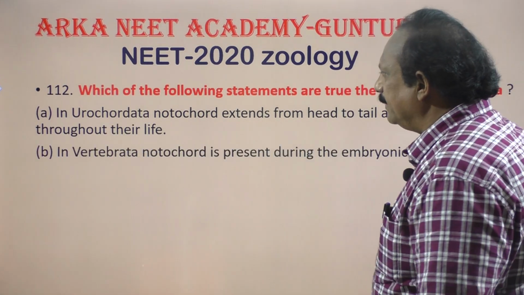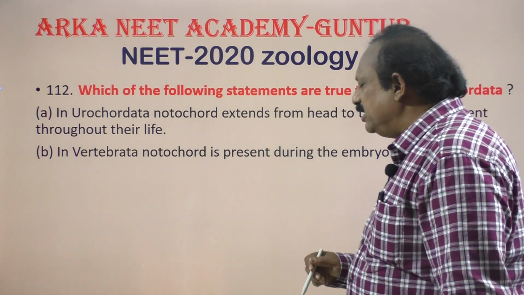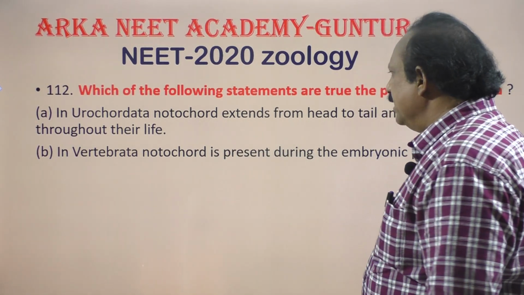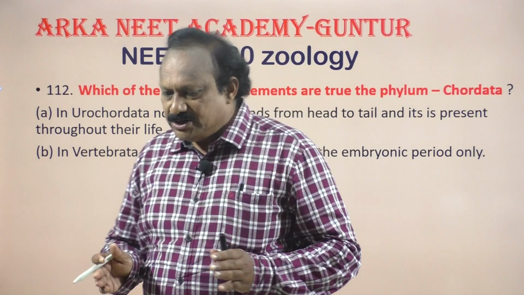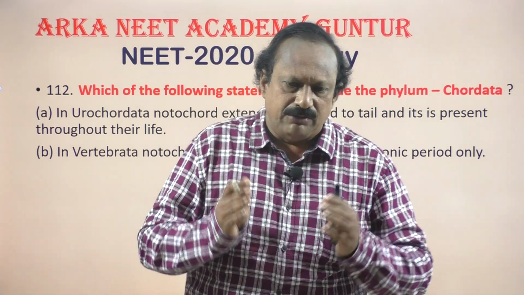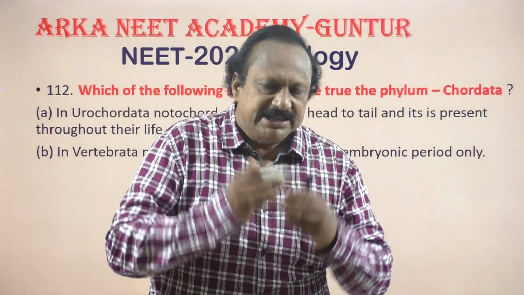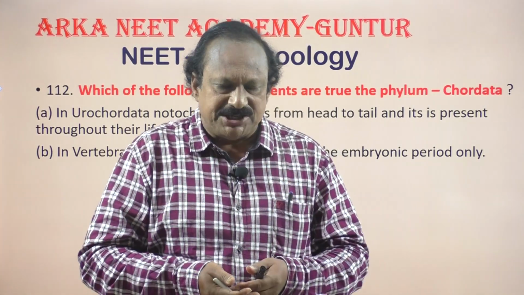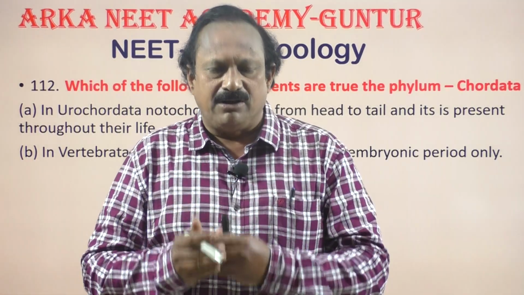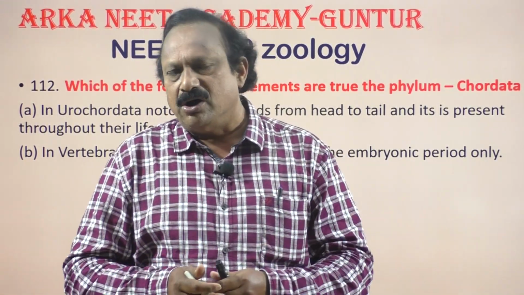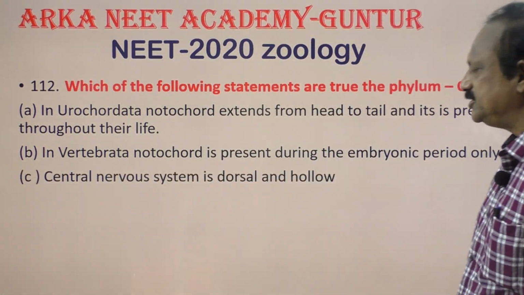Next, come to the second one. In Vertebrata, notochord is present during the embryonic period only. All chordates have notochord. In case of vertebrates, the notochord present in the embryonic stage is replaced by the vertebral column. The name Vertebrata is because of the vertebral column which replaces the notochord of the embryonic stage. Therefore, the second option is also correct.